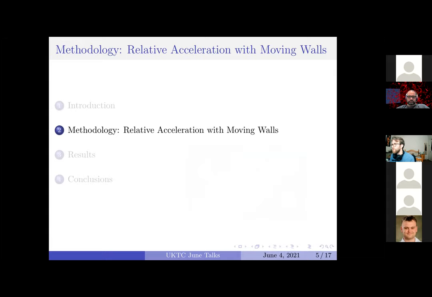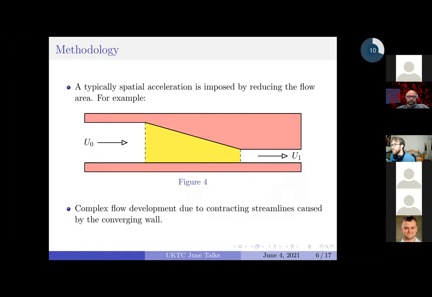Using the moving wall to impose the acceleration. I think a good place to start is to look at how a spatial acceleration is typically imposed. As I said, it's done by reducing the flow area. You might do this by having an initial channel flow and then sloping the wall. This gives you that reduction in flow area that leads to your spatial acceleration. But the development of these flows is complicated, and particularly with the presence of this sloping wall, you get this contraction of the streamlines, you get a redirection of flow towards the bottom wall. Therefore it was deemed that analyzing a simpler flow first, and then going from there to understanding a more typical spatial acceleration, would be a good approach.